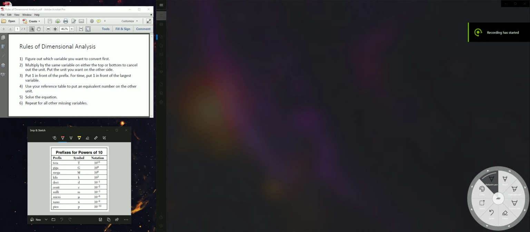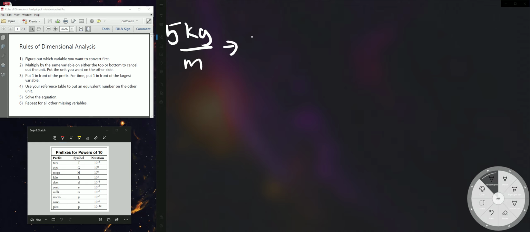Alright, so this is going to be the dimensional analysis worksheet guide. We're just going to review how to actually do dimensional analysis. The first problem on your worksheet says convert 5 kg over m, and I want to convert that into g over cm.